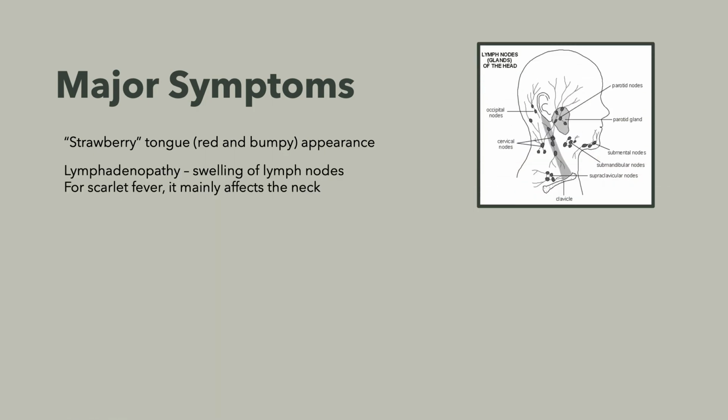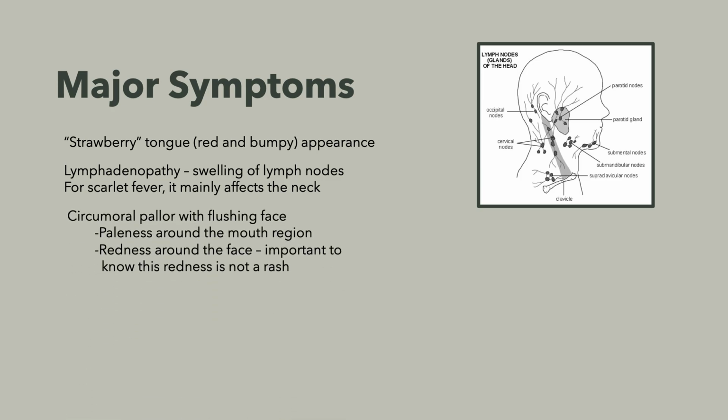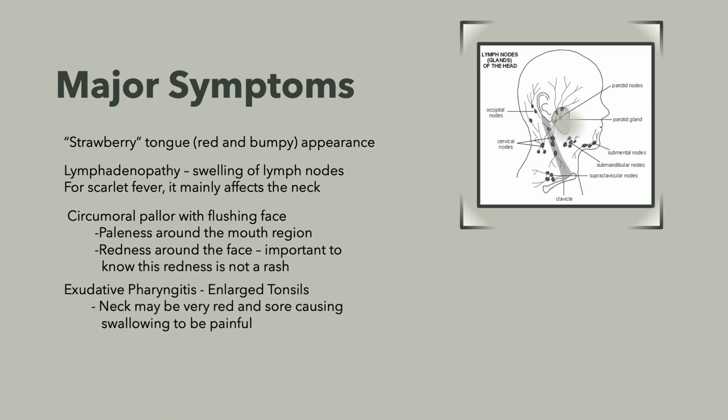Swelling of the lymph nodes also occurs, which are the ones located in the neck region. Circumoral pallor with flushing of the face, which is paleness around the mouth region and redness around the face. It's important to know this redness is not a rash. If it were, it would be a different disease.